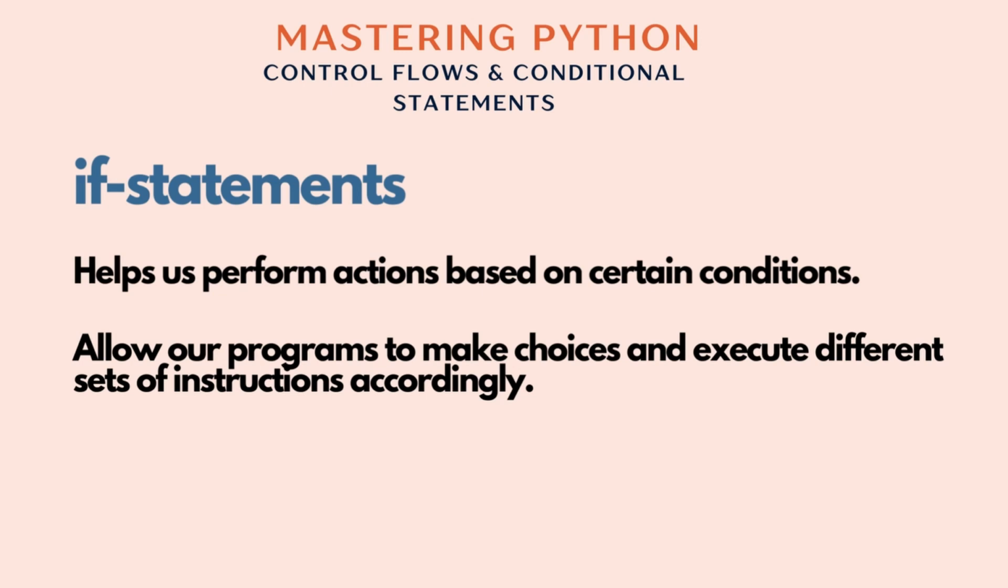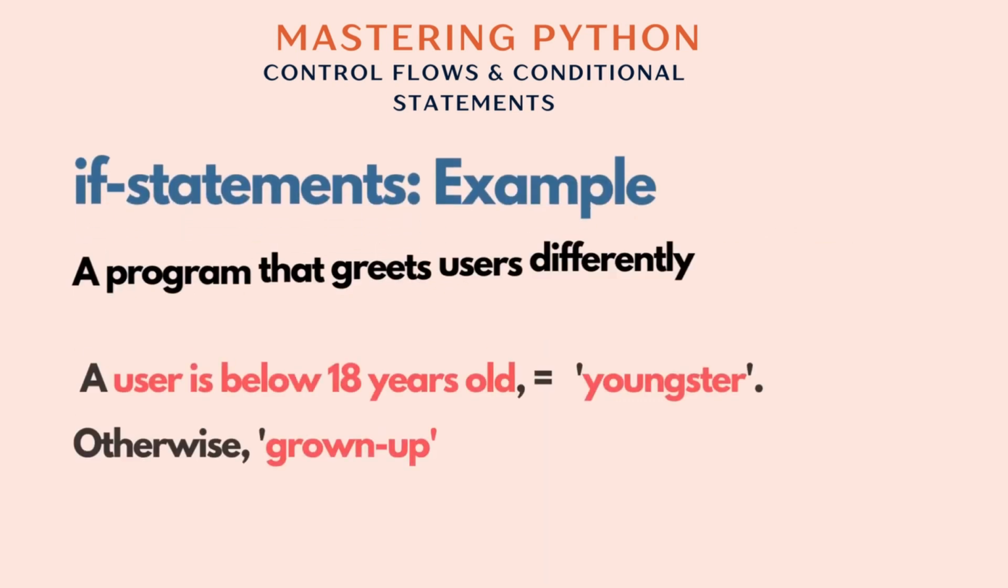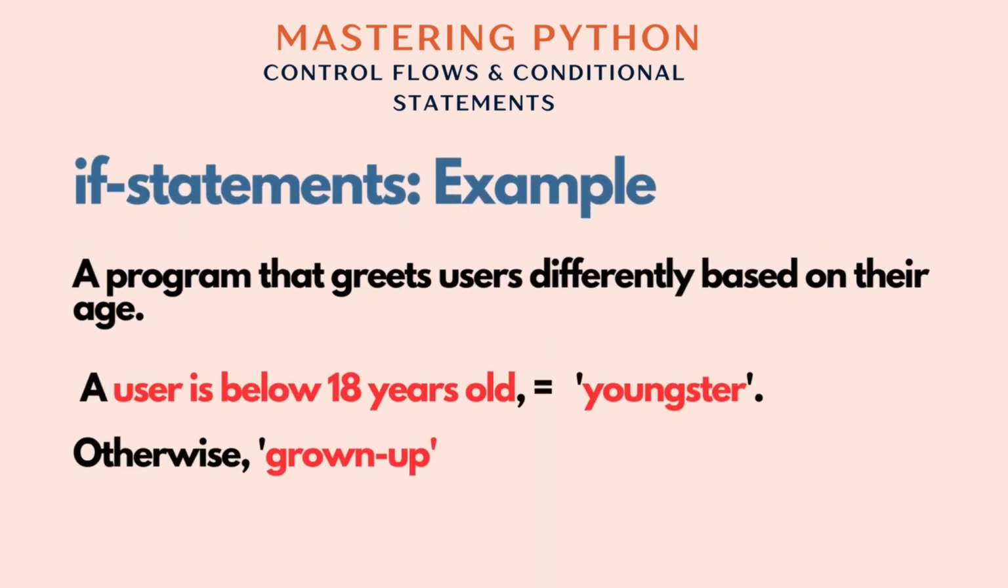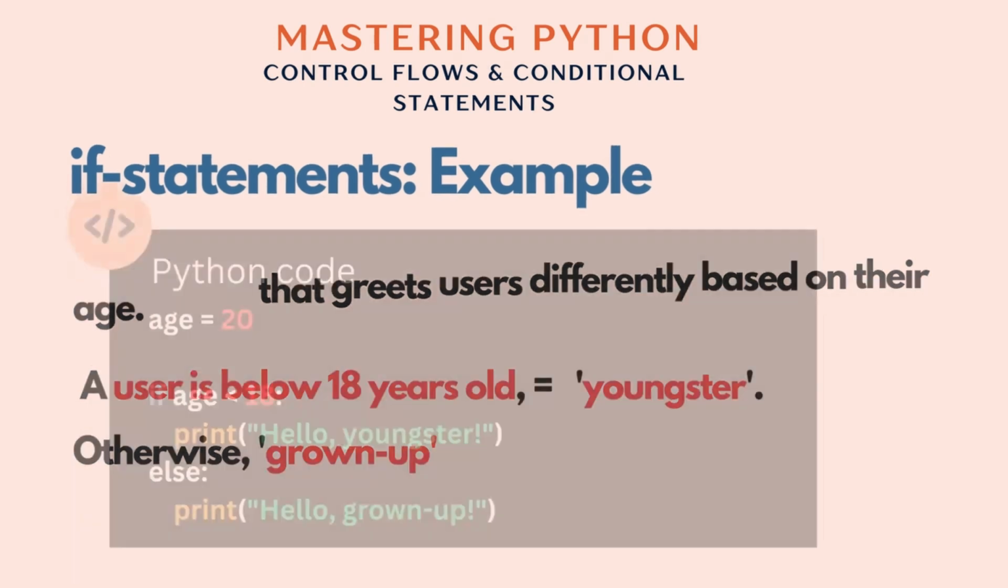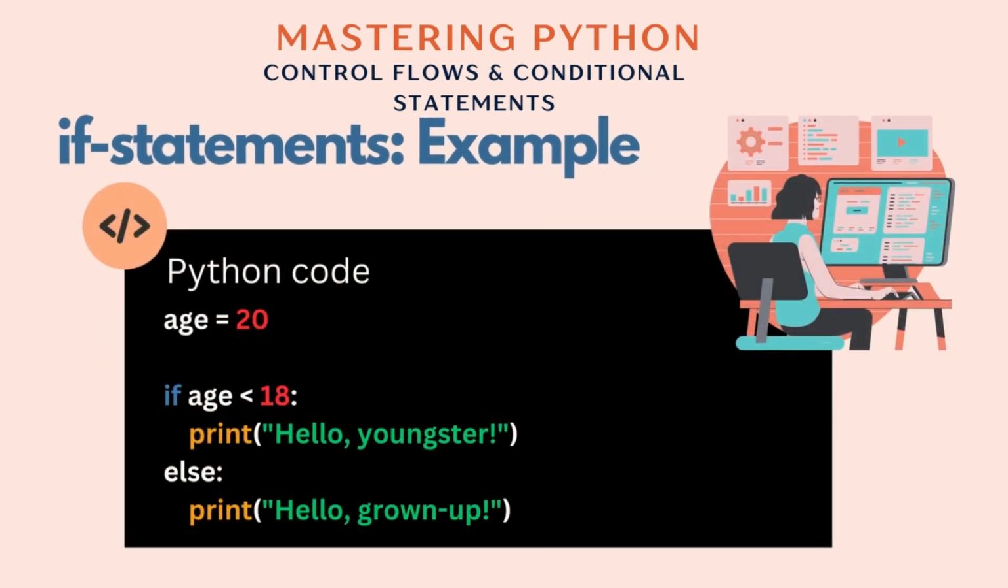Consider this scenario. You want to create a program that greets users differently based on their age. If a user is below 18 years old, we'll greet them as a youngster. Otherwise, we'll greet them as a grown-up. So in this code, we use an if statement to check if the age variable is less than 18. If it is, we print the greeting hello youngster. Otherwise, we print hello grown-up.